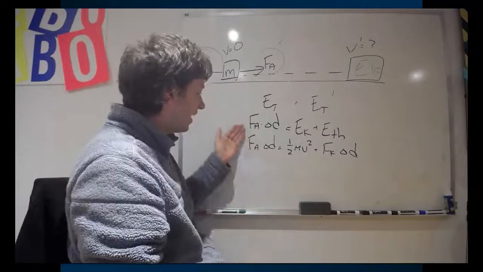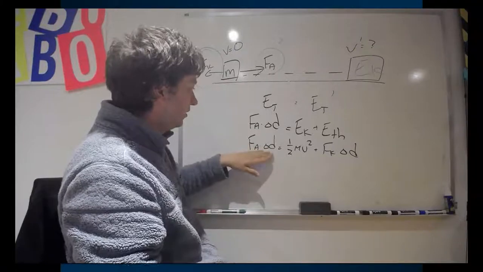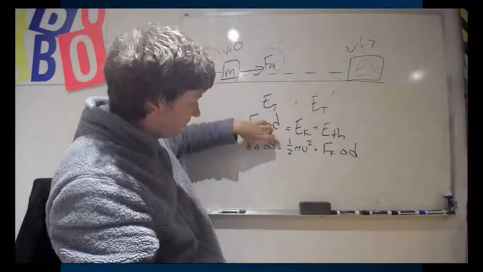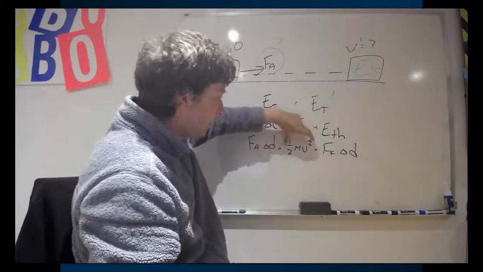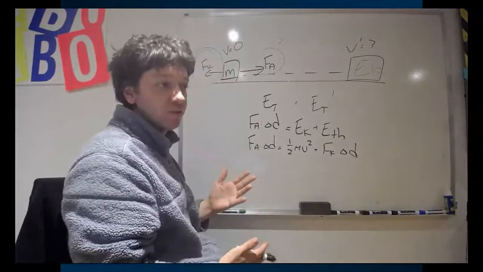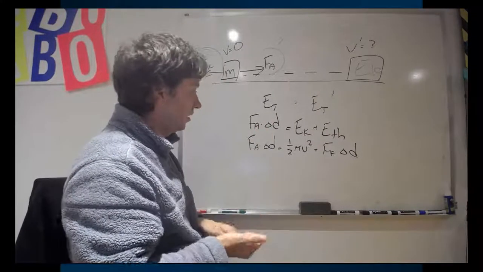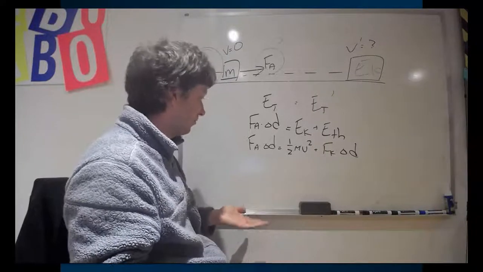But now that we have our work done by our clerk in here, the work done adds to the system, which gives it its kinetic energy over here, plus the thermal energy that was produced in going that far due to friction. So all that's left now is to rearrange the equation and solve for velocity.